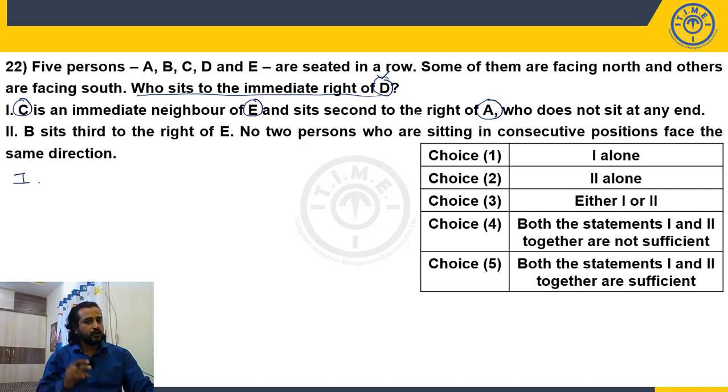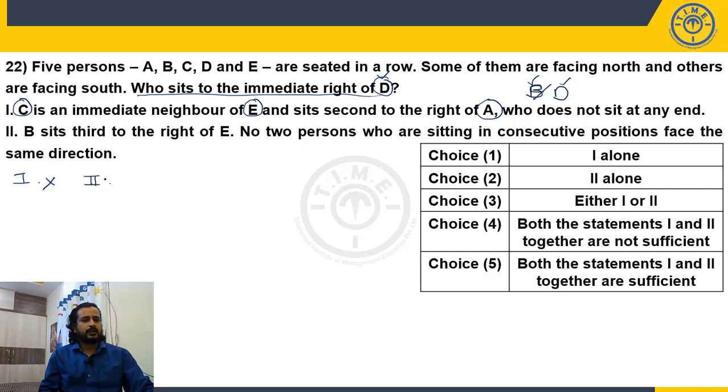Do you have that information? No. We have only 3 persons. So we don't have the information regarding B and D. Though you know exact positions of C, E, A, we don't know exact positions of B and D. Without knowing the exact position of D, can you say who sits immediate right of D? No. So simply I can say that 1 alone is not sufficient.